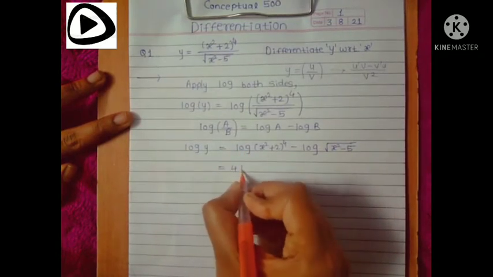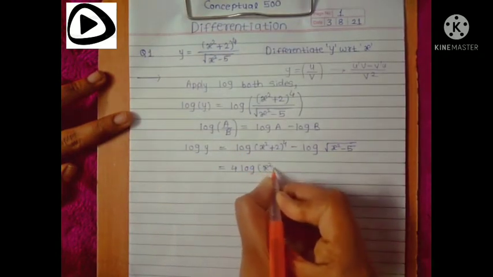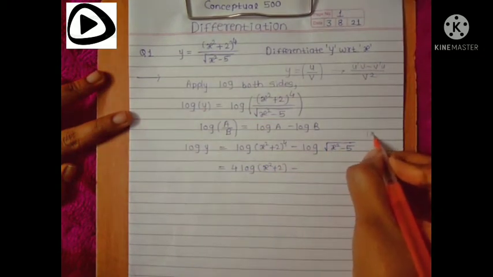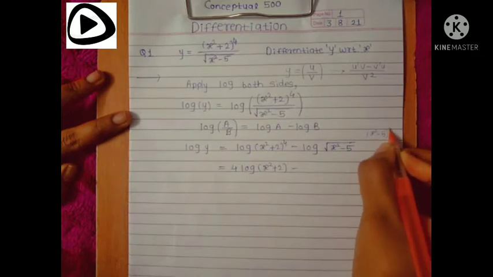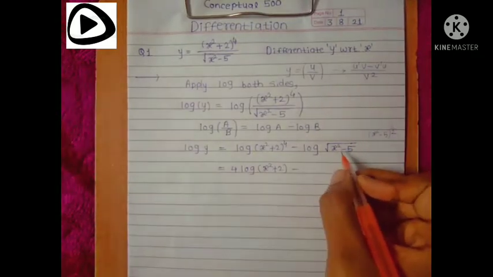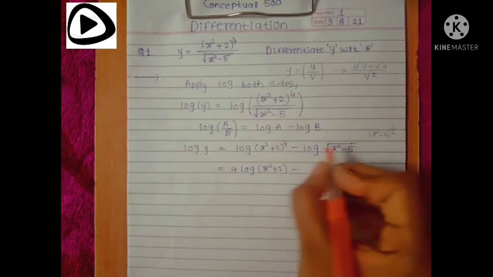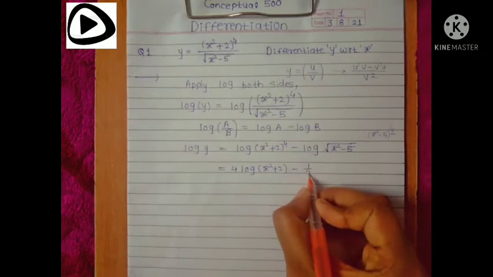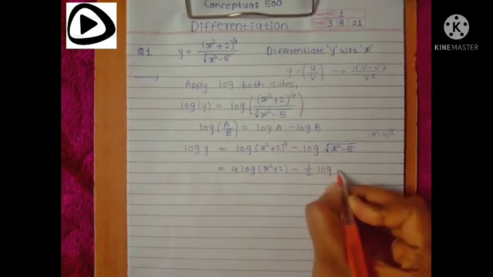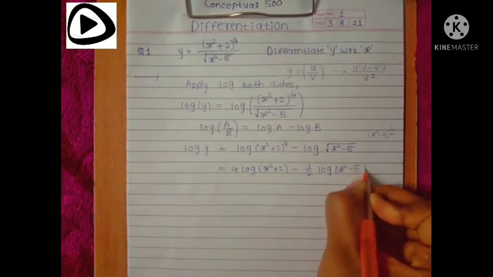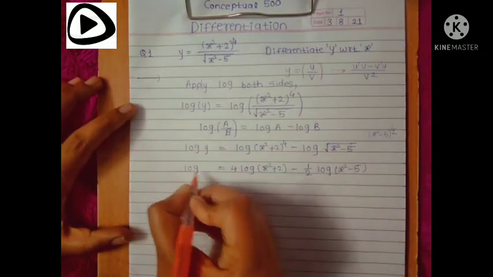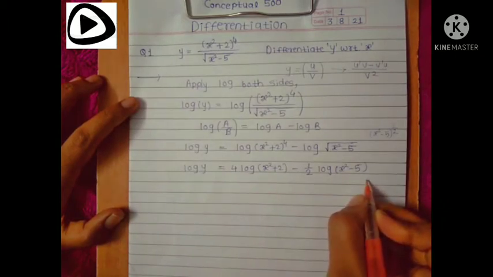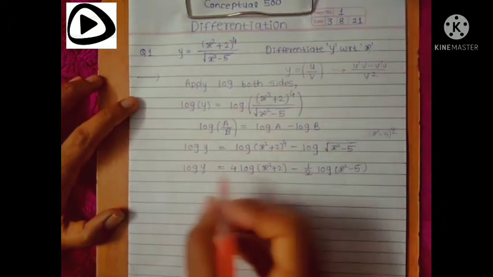So 4 will come here, log of x square plus 2, minus, the root means x square minus 5 whole raised to half. So half will come down, log of x square minus 5. Now we can differentiate this whole expression with respect to x.